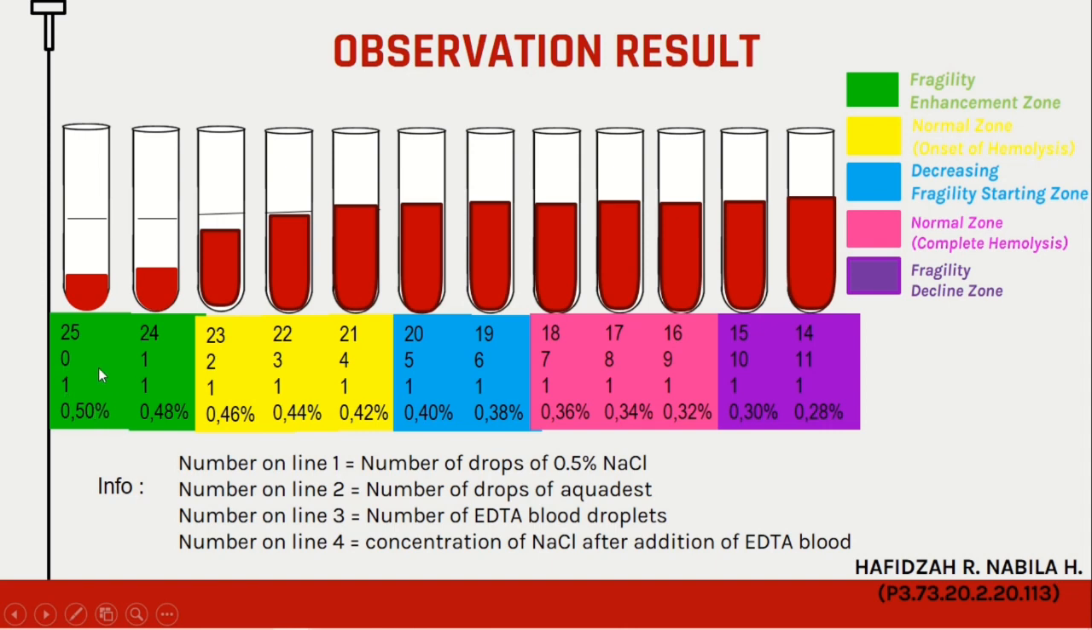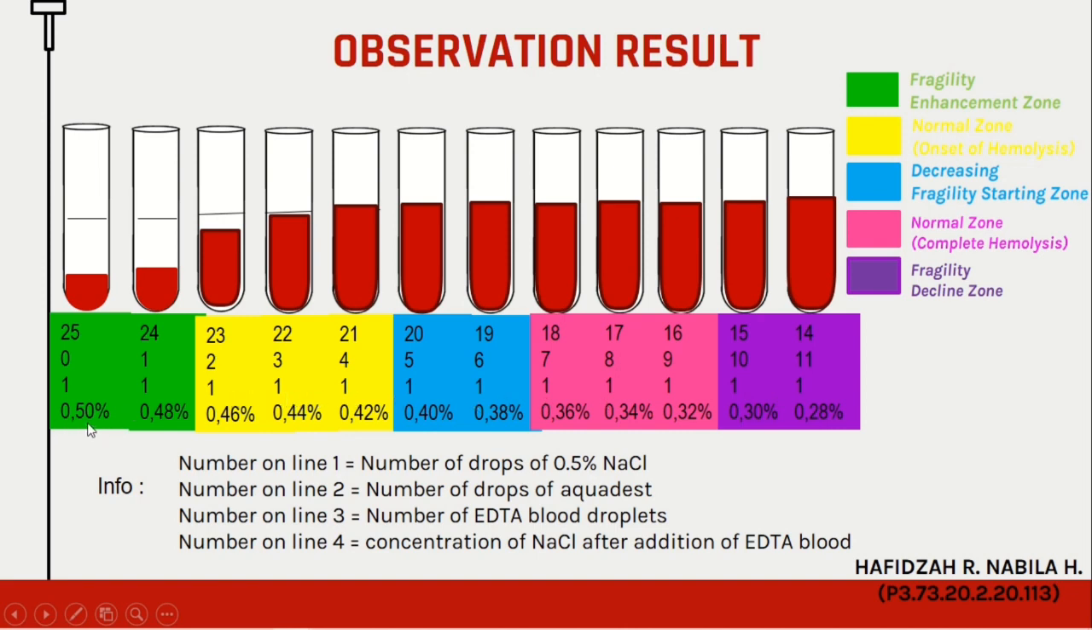Then the next, number on line 2. This is the number of drops of aqueous. Tube 1, 0. Tube 2, 1. Tube 3, 2. Tube 4, 3. Tube 5, 4. Tube 6, 5, etc. Next, number on line 3. This is the number of EDTA blood drops. Tube 1, 1. Tube 2, 1. Tube 3, 1. Tube 4, 1, etc. In the last, it's 1.